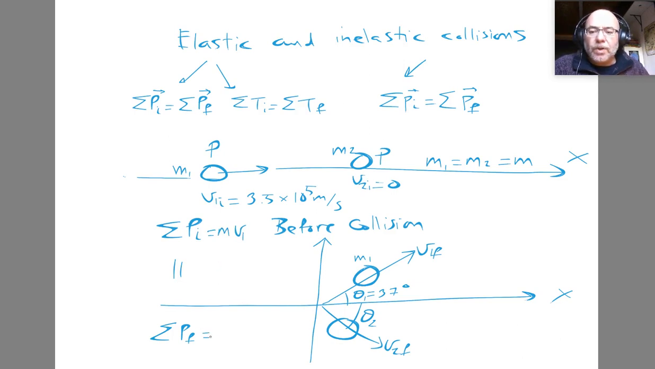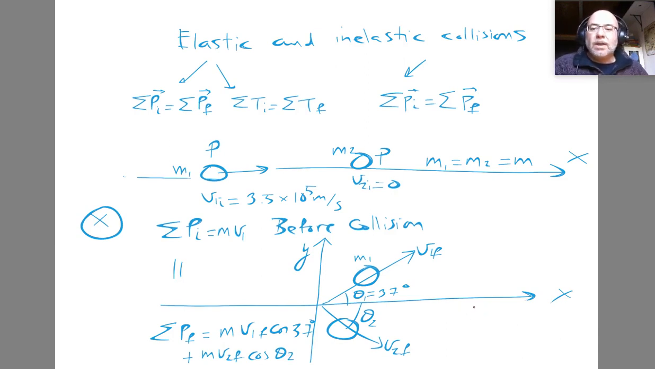P initial will obviously be just M V1, because V2 is equal to 0. Now we decompose in terms of x and y components, as we always do. P final, let's focus on x first, will be m v1 final times the cosine of 37, which is positive, plus m v2 final times the cosine of theta 2, which we need to know, right?